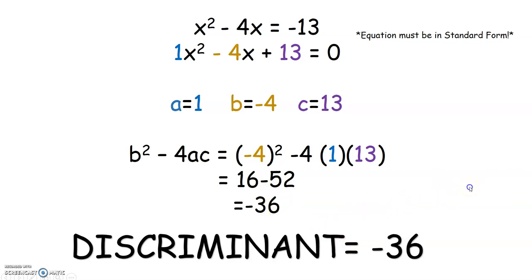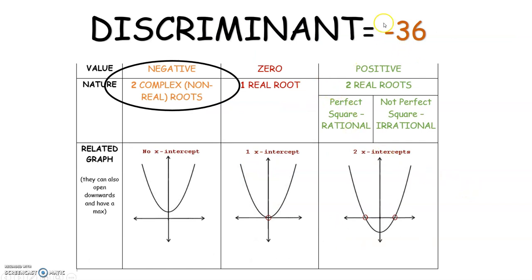So now let's go back to that chart. Okay, is negative 36 negative, 0, or positive? Well, it's a negative number, so that means I have two complex or two imaginary roots. So when I go to graph it, I am never going to be hitting my x-axis.